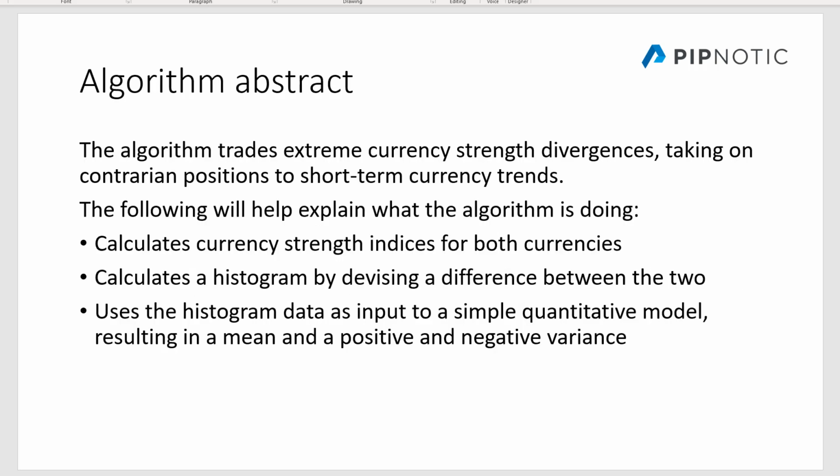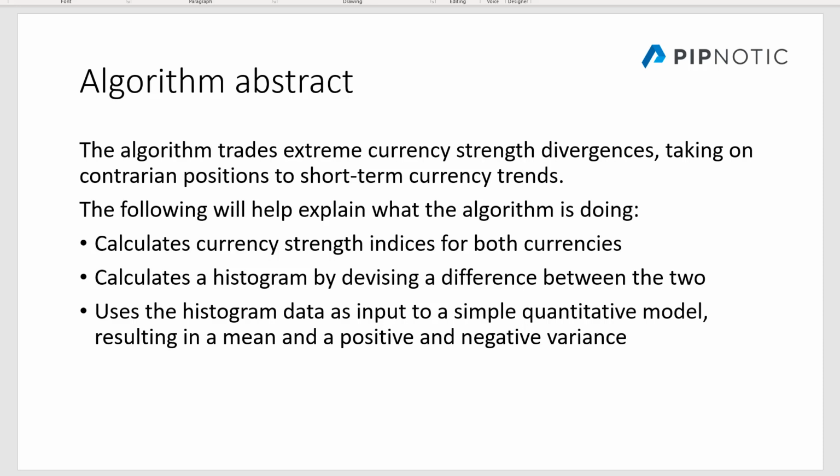Okay, so the algorithm abstract. Well, essentially what it's doing is it's calculating data that can be used to identify short-term divergences in currency strength. And when I say divergence, I mean that you have two currencies that are competing against one another, which is essentially what a currency pair is. It's a pair of currencies, two currencies.